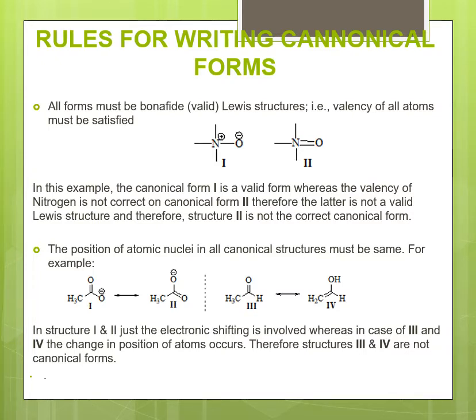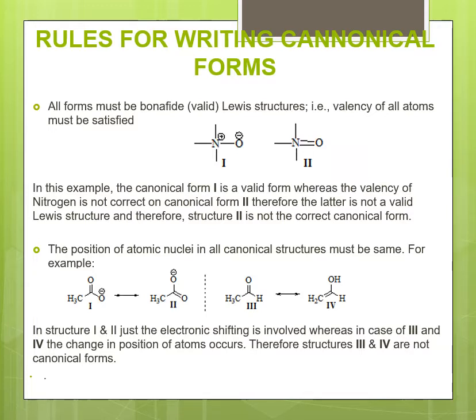So nitrogen cannot form 5 bonds, but nitrogen with 4 bonds with positive charge on nitrogen, that's right. So structure number 1 is a bona fide Lewis structure, while structure number 2 is not a bona fide Lewis structure, because nitrogen here is forming 5 bonds, which is not possible. Second, the position of atomic nuclei or the atoms in all canonical forms must be same. There should be no change in position.